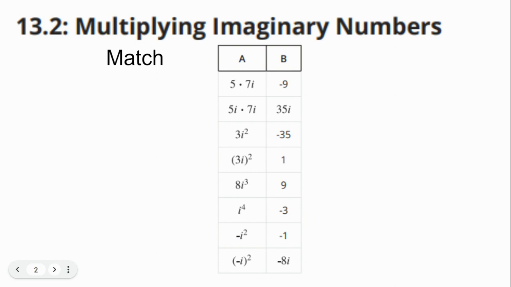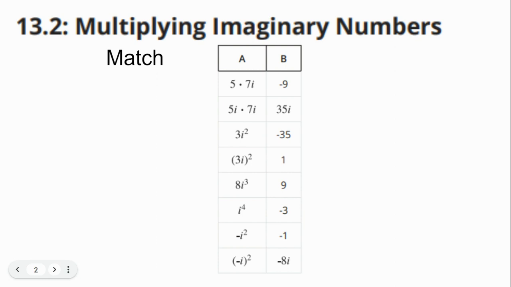5 times 7i. See, this one just has a single i, so we are left with 35i. We never replace i because i is just i. We just leave that. So this square matches with this square. But 5i times 7i, make sure you account for your i's. This one just had a single i. This one has i times i, which is i squared. But i squared just makes that a -35.